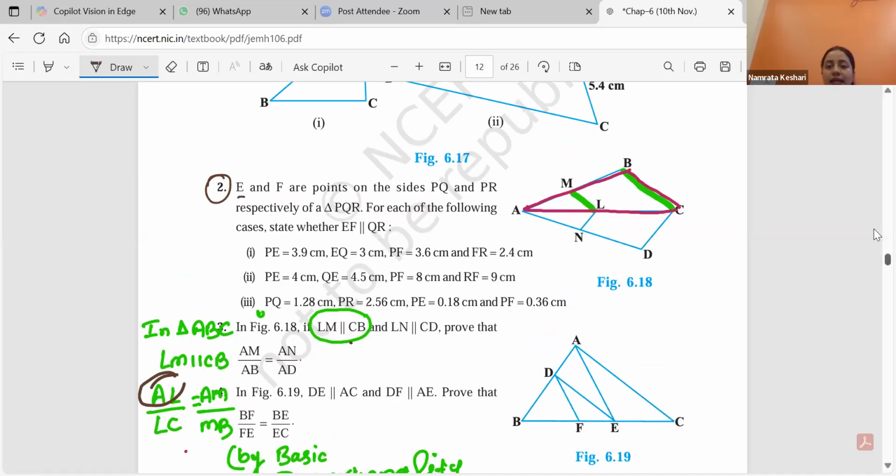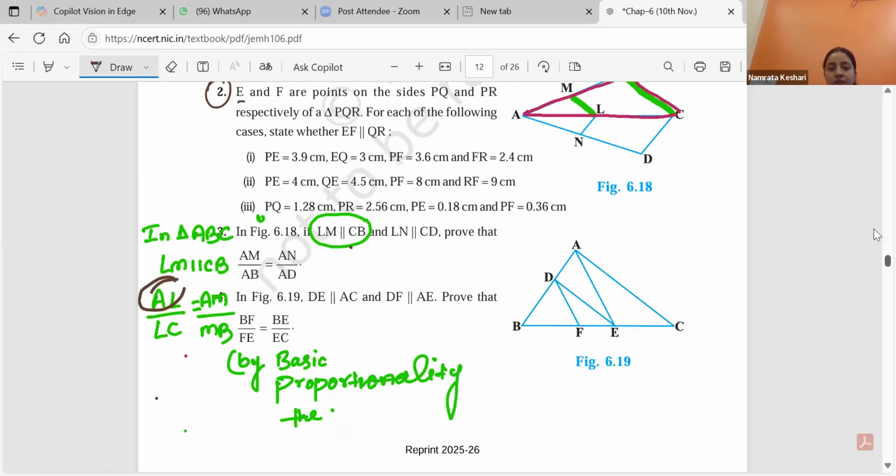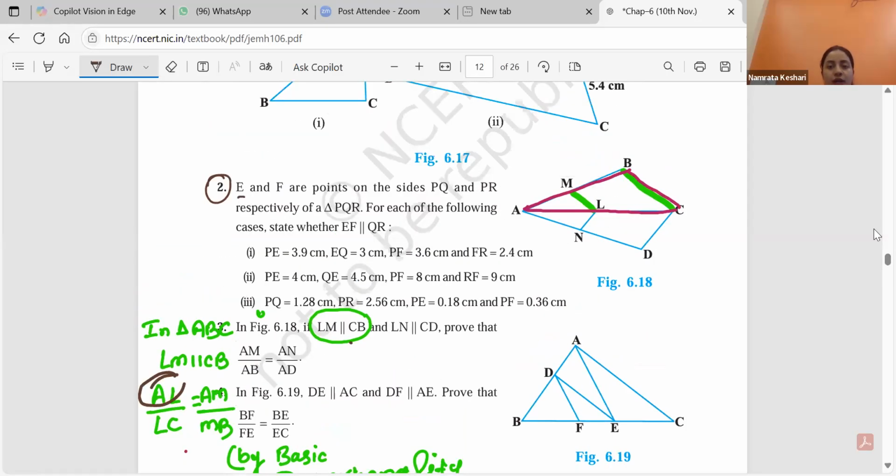We have written AL in the numerator and LC in the denominator. See the figure, AL and LC. This way you are writing the ratio. The other side also you will be writing the ratio in this manner only. Starting from A, it will be AM, MB. Getting it? Yes, ma'am. Okay, so just write it in a sequence manner. AL to LC, similarly AM to BM. Clear?